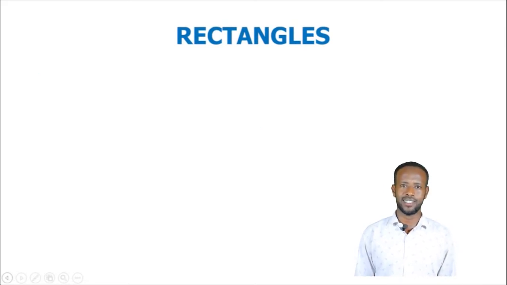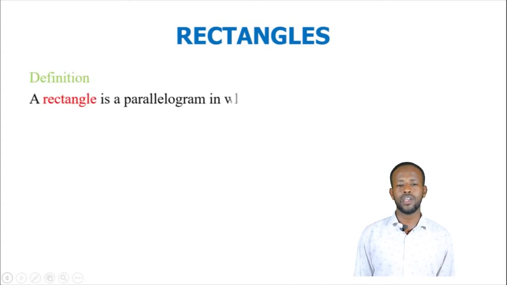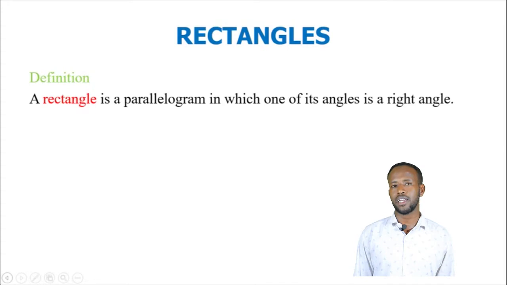What are rectangles? I am sure you are familiar with rectangles. In our daily life, there are different things that have the shape of a rectangle. So, let us start this part again. Definition. A rectangle is a parallelogram in which one of its angles is a right angle.